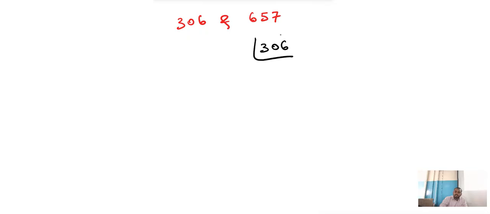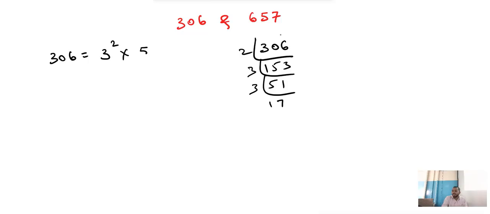306. Last digit is even, so divide by 2. 2 ones are 2, remainder 1. 2 5s are 10. 2 3s are 6. Now the last number is odd, so 3. 3 5s are 15, 3 1s are 3, 3 7s are 21. 17 is a prime number, so we need to stop. So 306 can be written as 2 into 3 square into 17. Here 2 we have 1 time, 17 also we have 1 time.